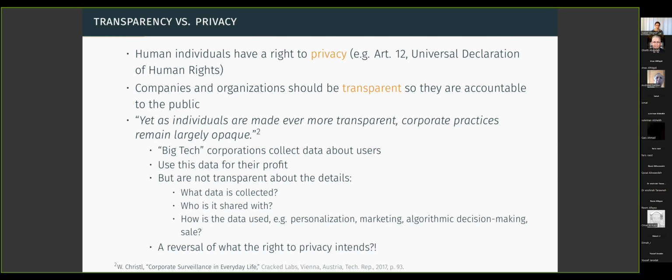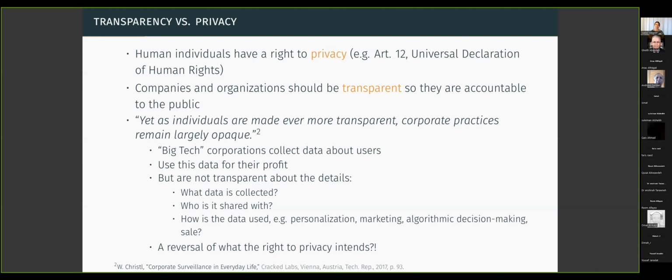But the situation of this corporate surveillance and surveillance capitalism has resulted in a situation where individuals are becoming increasingly transparent to the corporations, and on the other side, corporate practices are largely hidden from public view. So it's kind of a reversal of this situation where individuals should have privacy and organizations should be transparent.